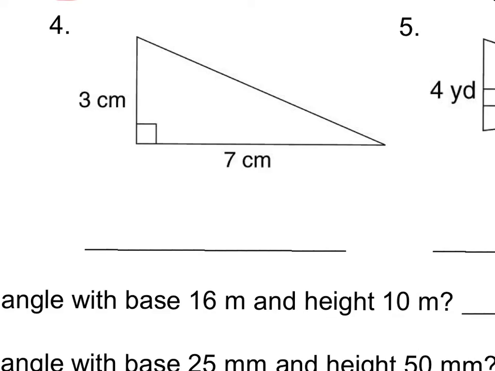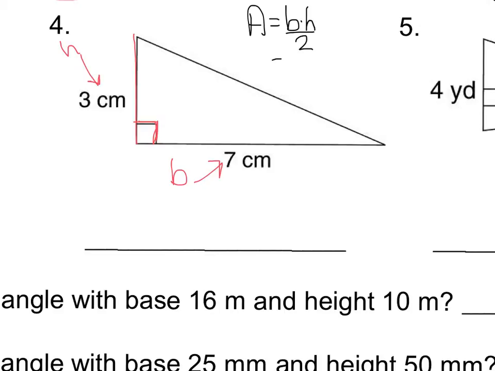Number 4 is a triangle that's kind of laying on its side. So we really want to be careful about identifying what's the base and what's the height. We're going to write our formula down. Area equals base times height divided by 2. Then I'm going to identify what my base and my height is. I'm going to draw my chair. My chair is sitting on the floor, which is my base. The back of the chair is my height.